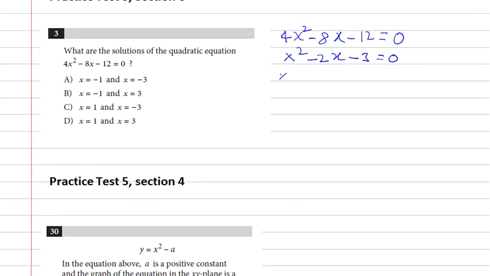Let's see. So if I do that, I write this as x square minus x plus 3x. So minus x plus 3x, so plus x.